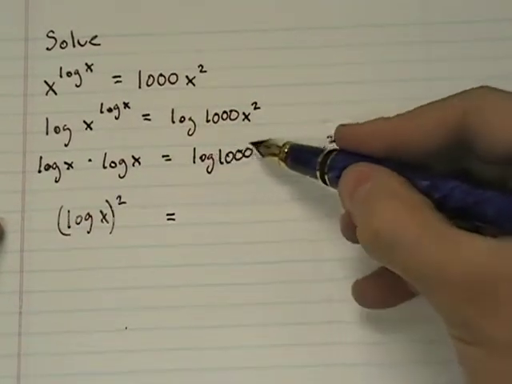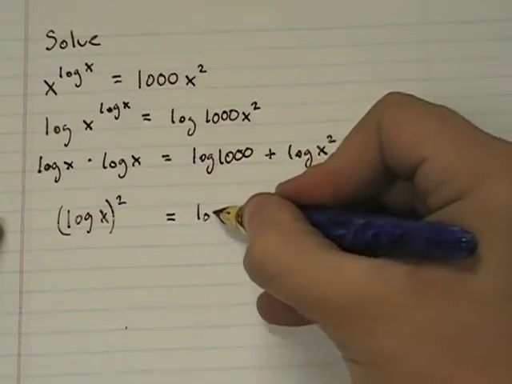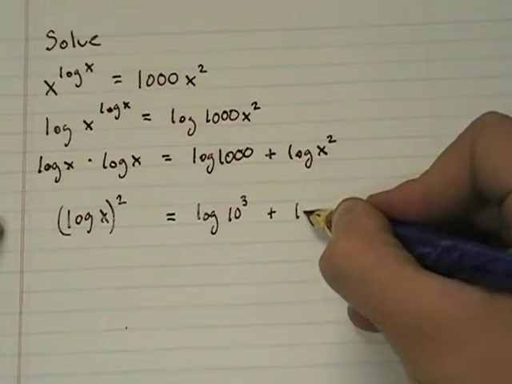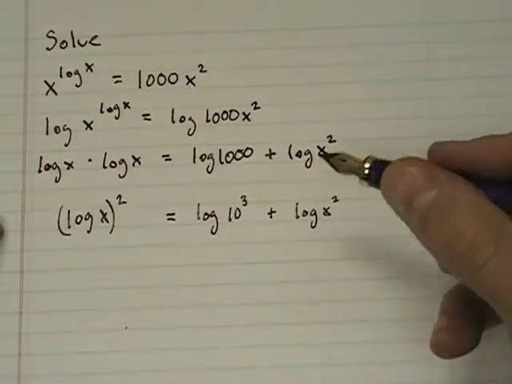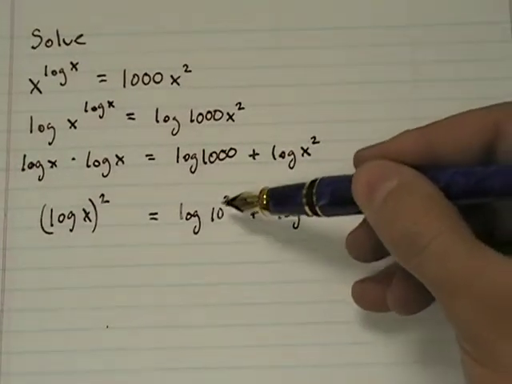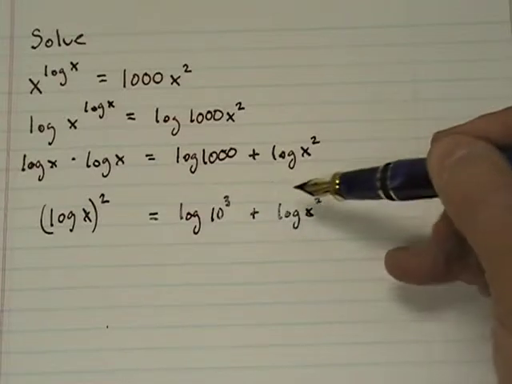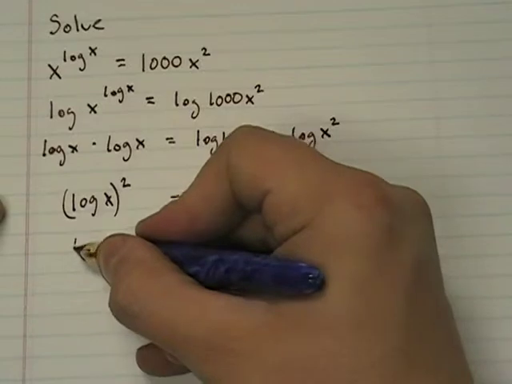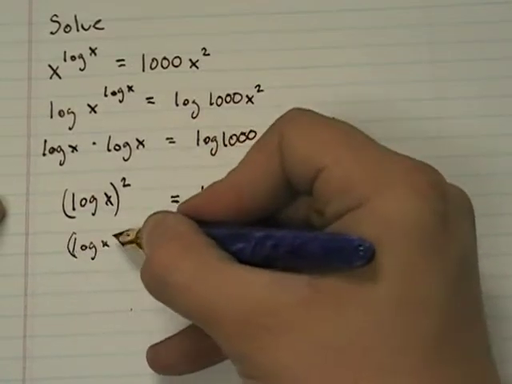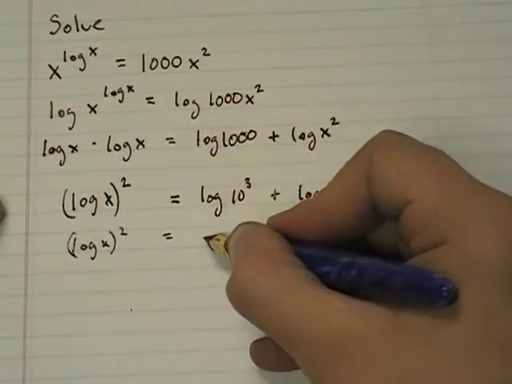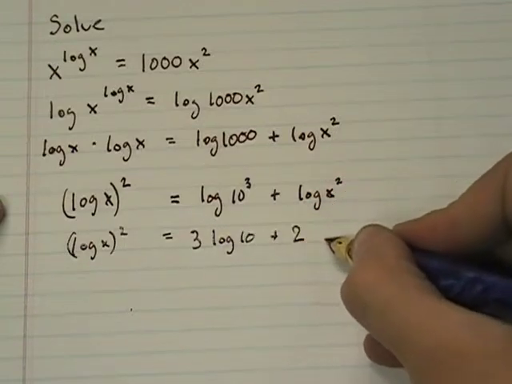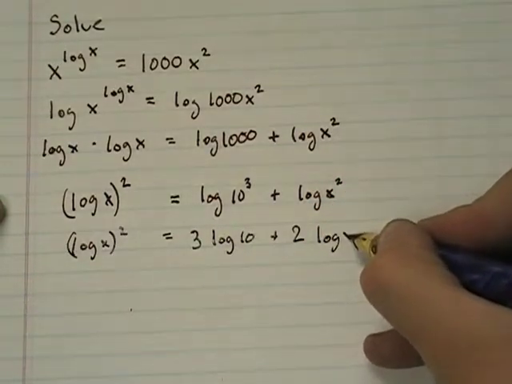And then here, log of 1000 is the same as log of 10 to the third, plus log of x squared. And I'm going to use that same property. I've got an exponent here, I've got an exponent here. Those can both come out as multipliers. So I get log x squared equals 3 log 10 plus 2 log x.